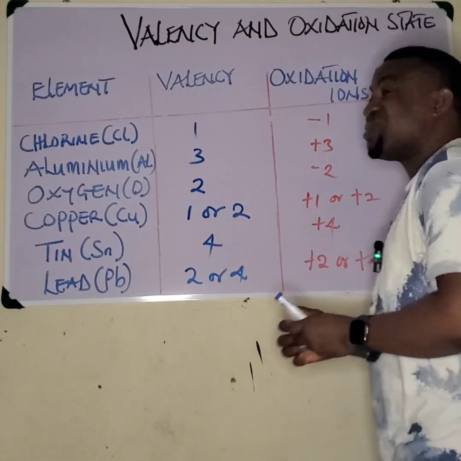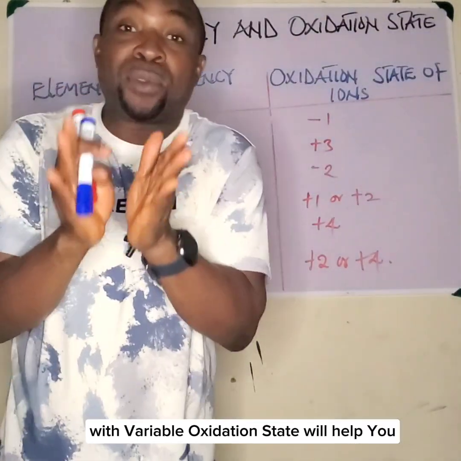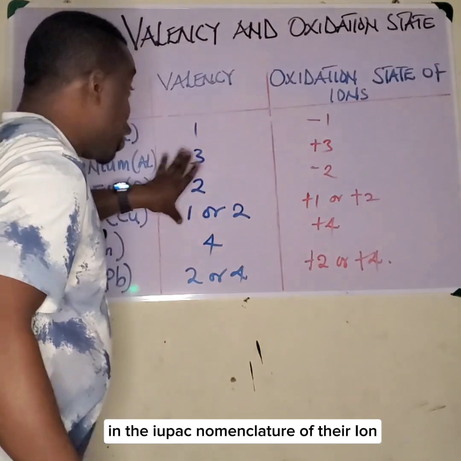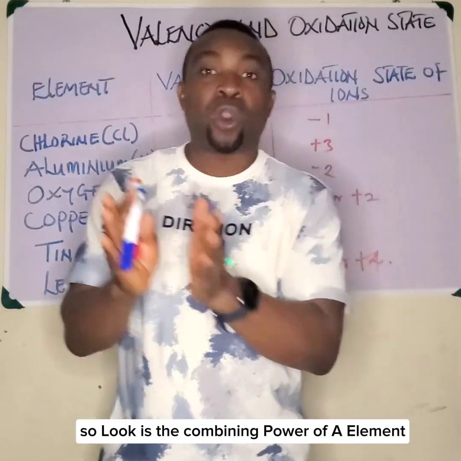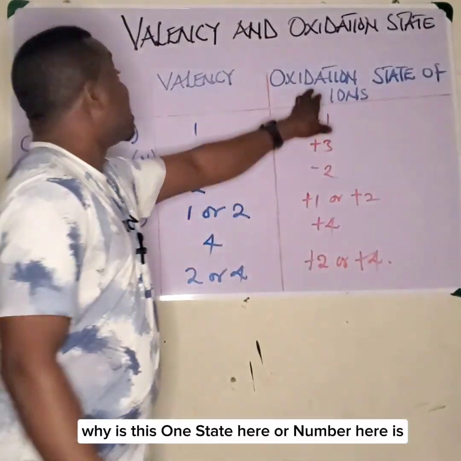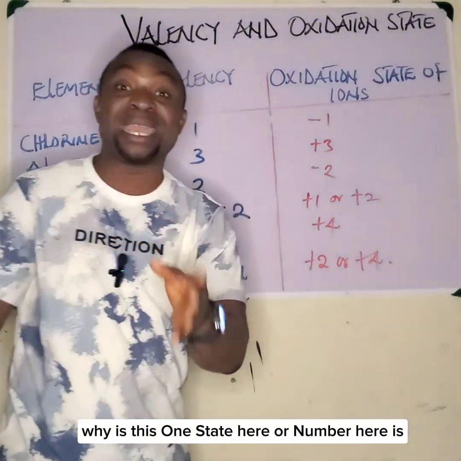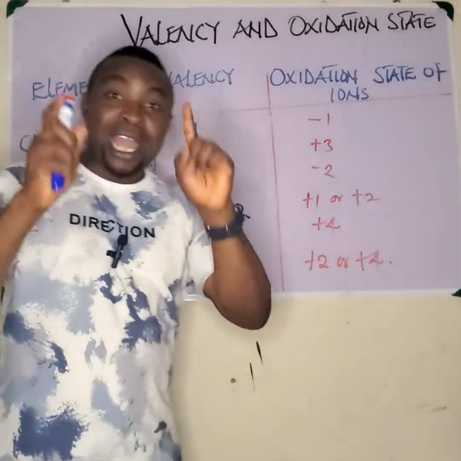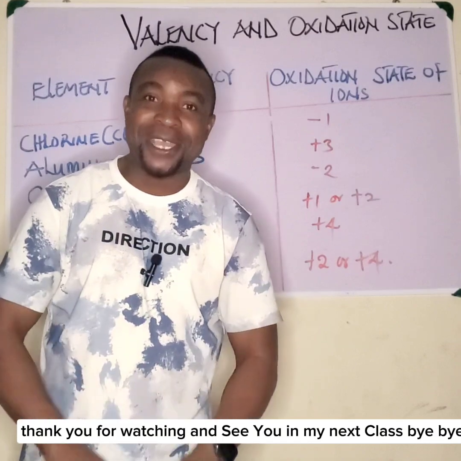So these elements with variable oxidation state will help you in the IUPAC nomenclature of their ions. So valency is the combining power of an element, while oxidation state, or the number here, is the charge on the valency. Thank you for watching and see you in my next class.